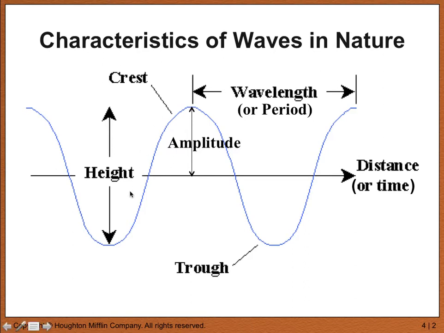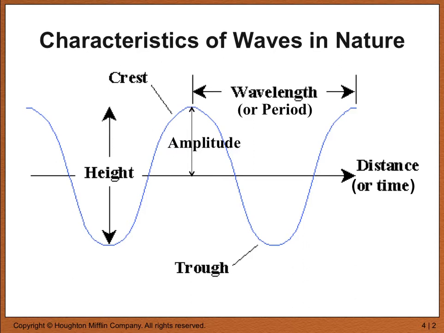The height of the wave is the distance from trough to crest. The amplitude is half the height. The wavelength is the distance from crest to crest, literally the length of the wave. And the distance, or time, is what is on the x-axis.